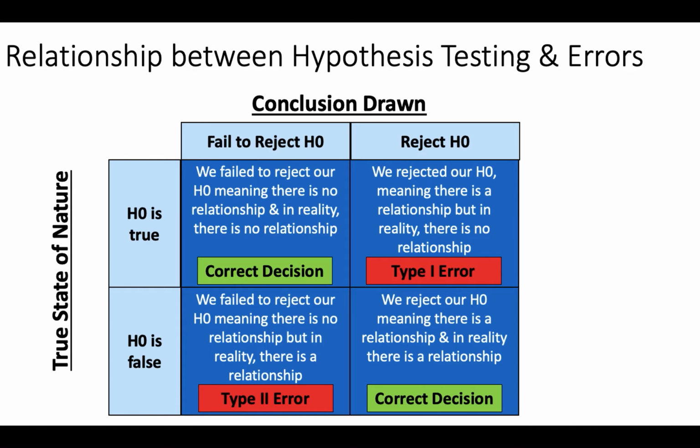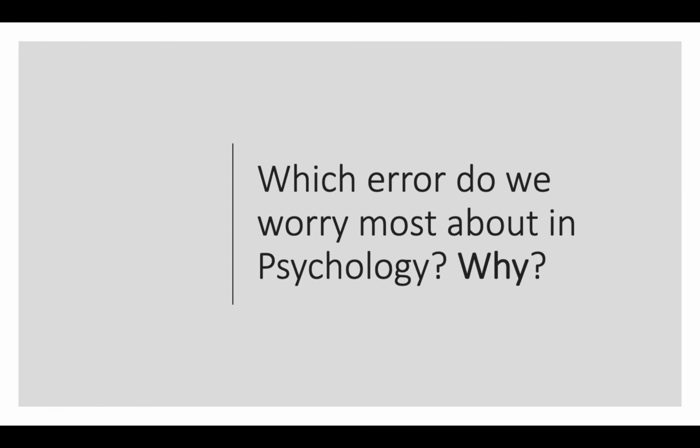So these are the 4 decisions that you can come to after conducting hypothesis testing. We obviously strive to make the correct decisions, but I wanted you guys to see how easy it can be to make a type 1 or a type 2 error. Now, which error do you think we worry about the most in psychology and why?